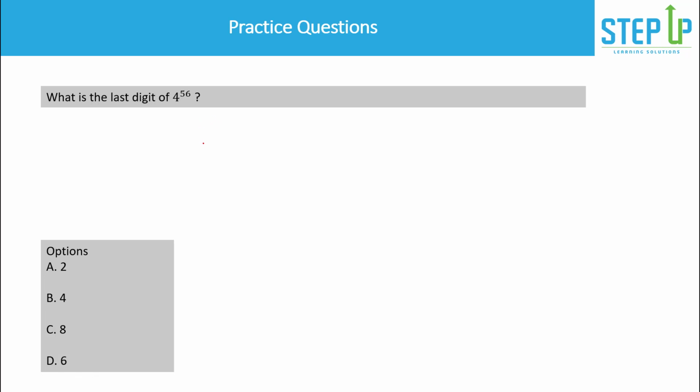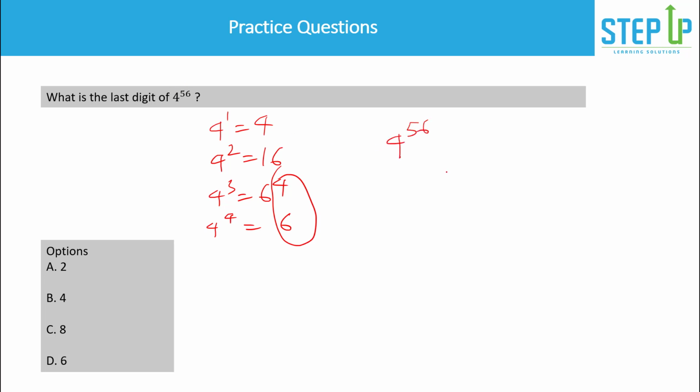Okay, last digit of 4 to the power 56. Now again, we know the cyclicity of 4. 4 to the power 1, we already discussed, 4 to the power 2. Even if you don't remember, you can do this on your own very fast. 4 to the power 4, again this is 4 into 4, 16. That means all you are seeing is a cyclicity of 2, meaning 4 to the power 56 with cyclicity of 2.